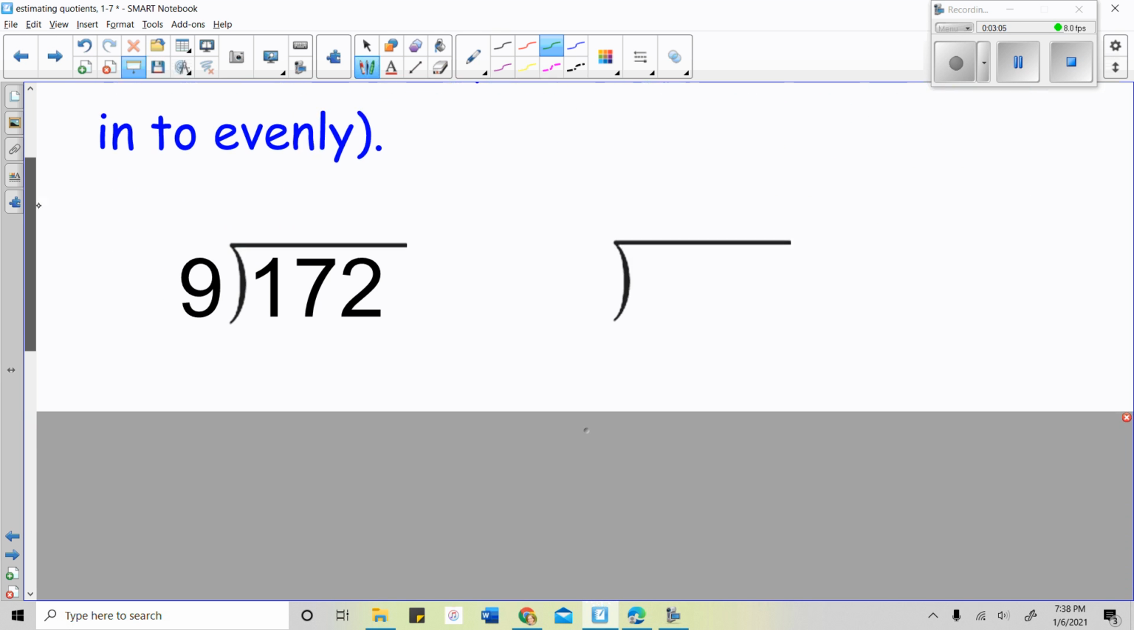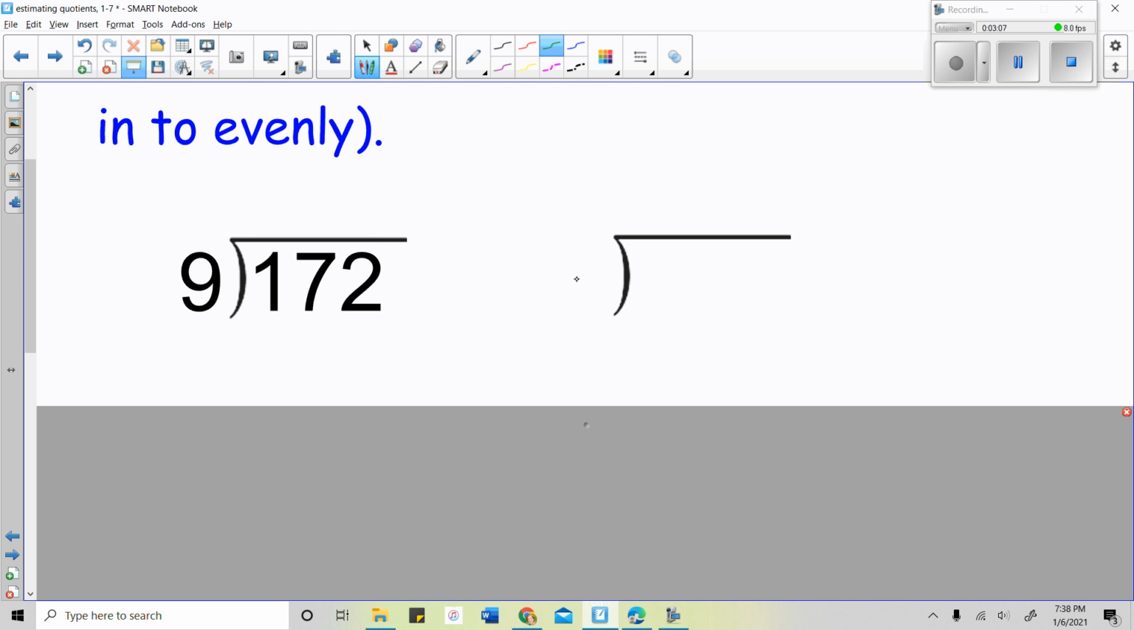So I want you to write down the problem, pause it, solve it on your own, and then start the video and see if you did it correctly. So on this one, write it down and underline the 17. So we're going to count by nines. 9, 18, 27, and that's far enough because I want to find the closest thing to 17.